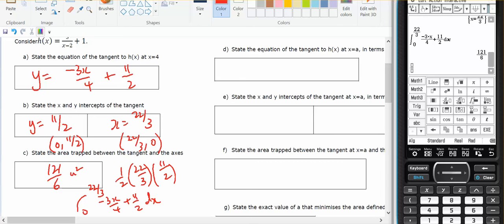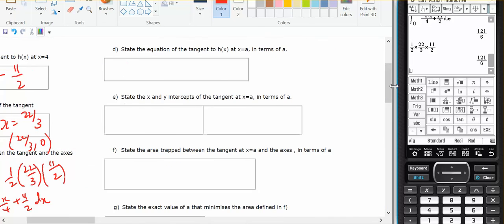Alternatively, I could have done a half times the base, which is 22 on 3, times 11 on 2, and voila, I get 121 on 6.